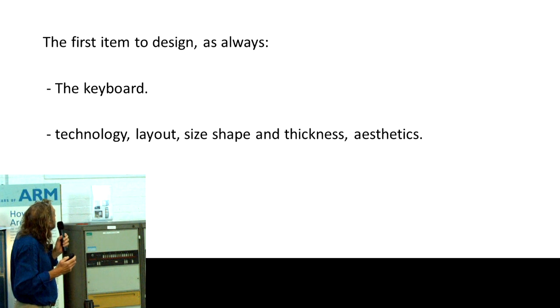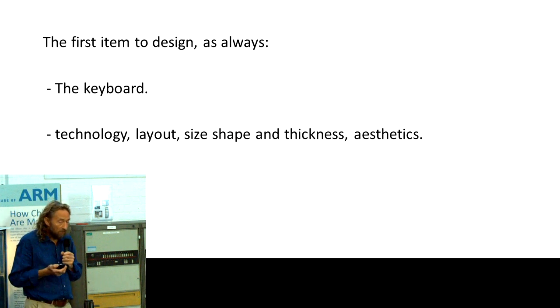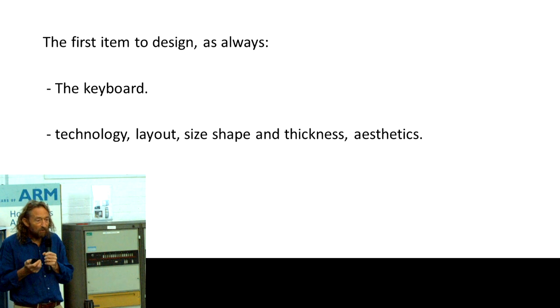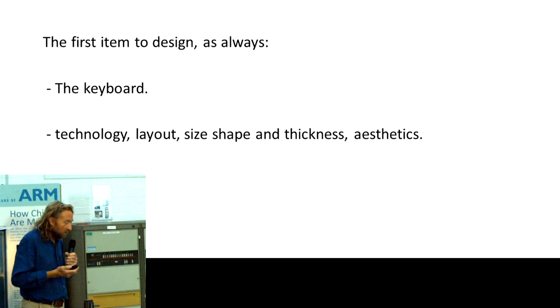Okay. So, as always, the first thing you look at with designing computers is the keyboard. So you're going to choose your technology. Why am I going to choose this technology over that technology? Do I have any cost issues, production issues? Then there's the layout, size, shape, thickness, aesthetics, and you gradually work your way through these and you decide, this is the keyboard design. And it's the fundamental mechanical aspect of the whole product because it determines so much.